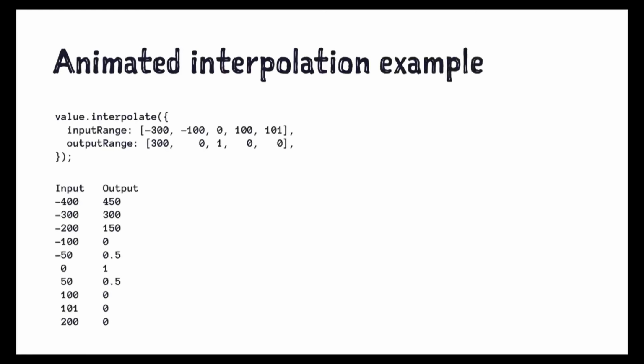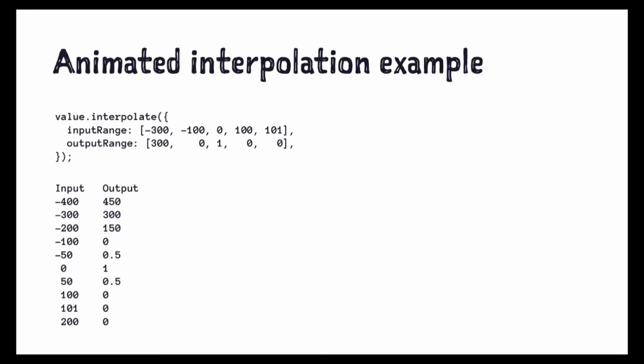This is a lot more complicated. Here we're saying, if it's in the minus 300 range, map it to 300. If it's minus 100, map it to 0. If it's at 0, map it to 1. If it's at 100, map it to 0. If it's at 1, map it to 0, and on. So this is a new interpolation curve that we created.